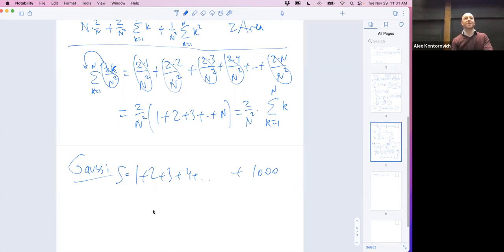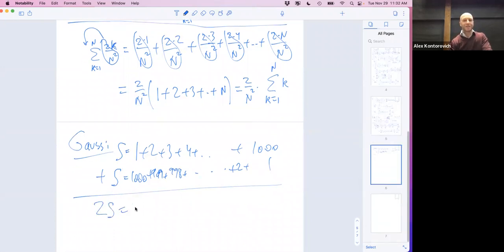He said, if this is equal to S, then here's another way to write S. 1,000 plus 999 plus 998, and so on, all the way up to 2 and then 1. If I write the numbers backwards and I add them up backwards or forwards, I still get the same thing. Anybody object to that? No. So let's add them together. If I add these two rows together, I get 2S. Here I get 1 plus 1,000, 1,001. Here I get 999 plus 2, 1,001. Here I get 998 plus 3.